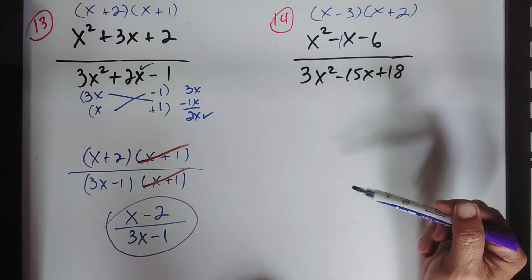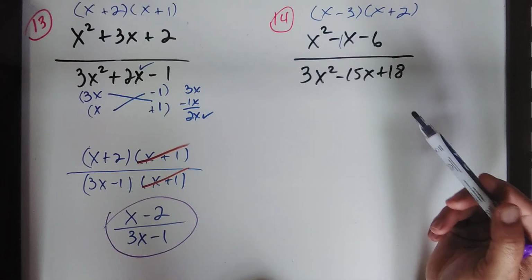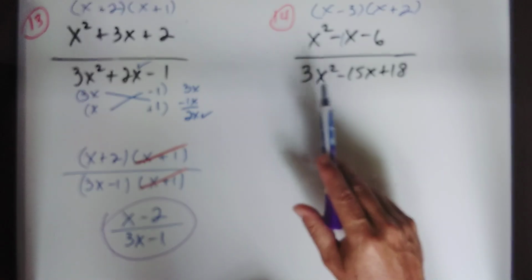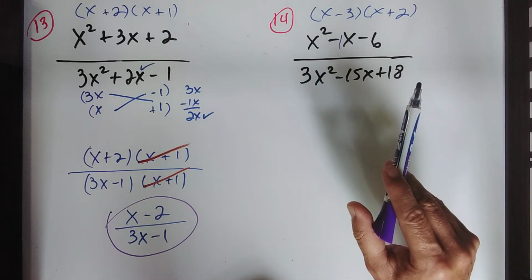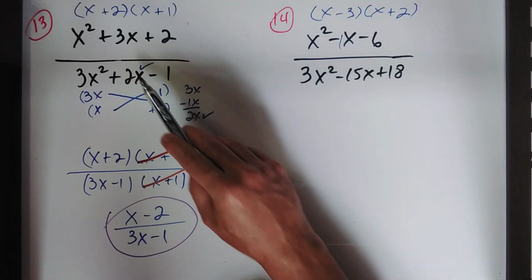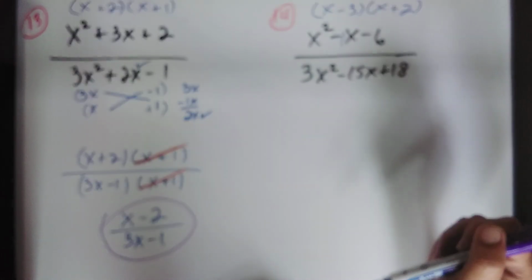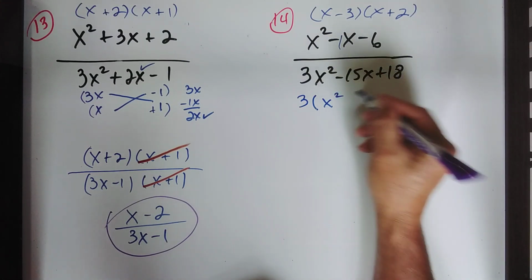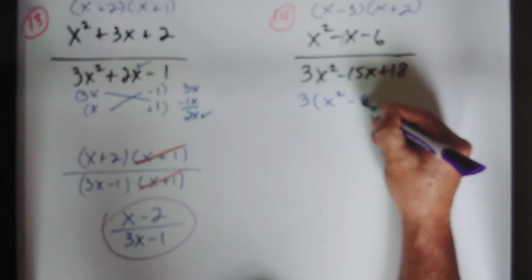What about this one though? Okay, again, you see a number here, and then you try to do the crisscross that we did over here, but before you do that, always try to look for a common factor. Unlike this one here, there's a common factor here, which is 3. 3 goes into all of them. So I'm going to factor it out. I'm going to do 3 parentheses x squared minus 5x plus 6.